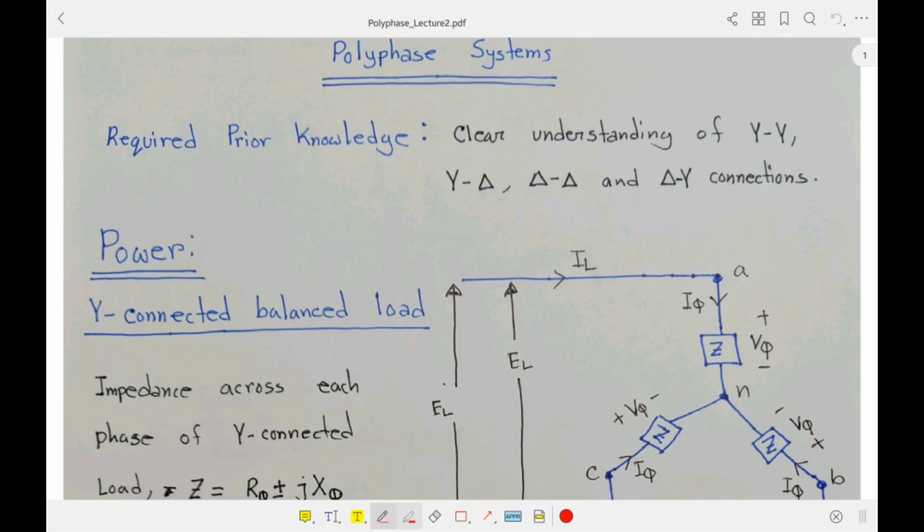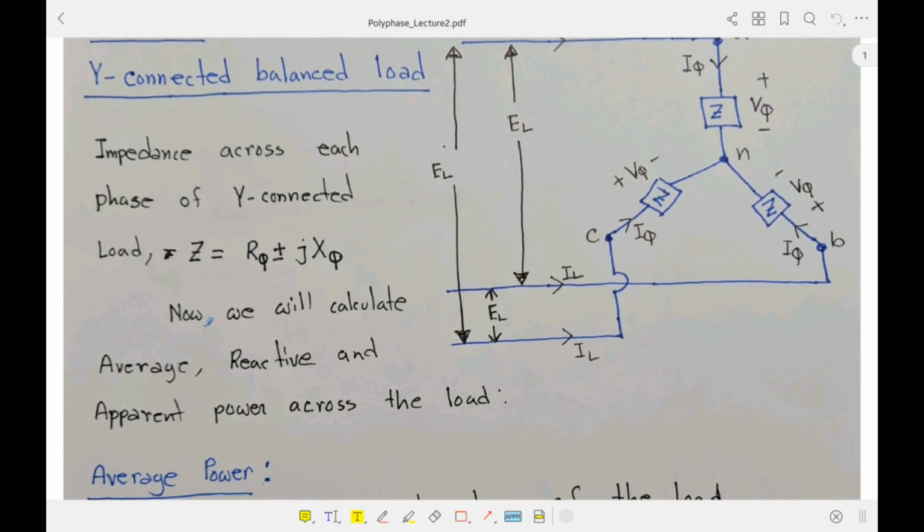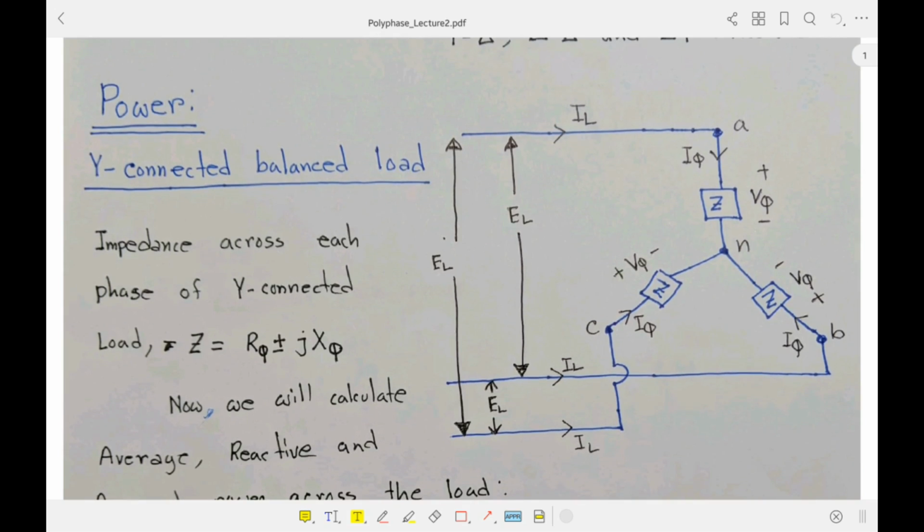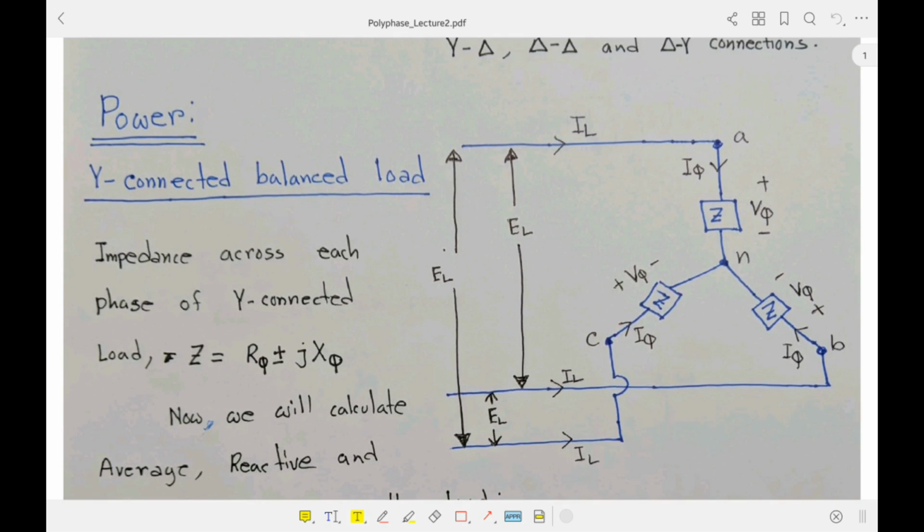Welcome back everyone. Today I will be demonstrating the power equations in polyphase systems. Previously you already learned the power equations of single phase systems, and you know there are three different types of power. One is average power, another is apparent power, and the third one is reactive power. So first of all we will focus on the Y connected balanced load.